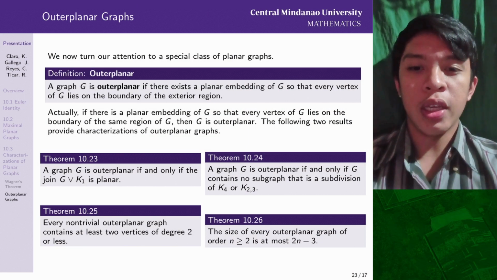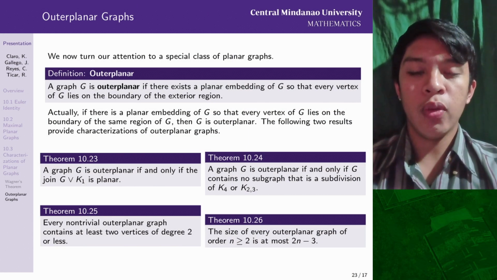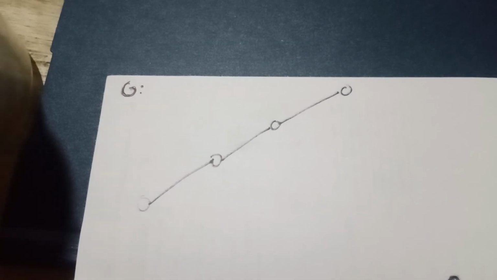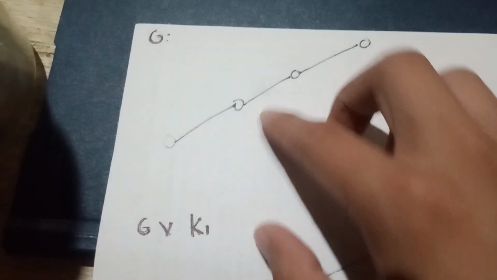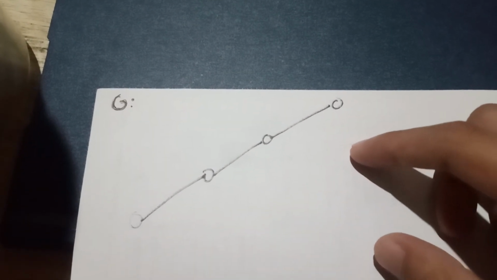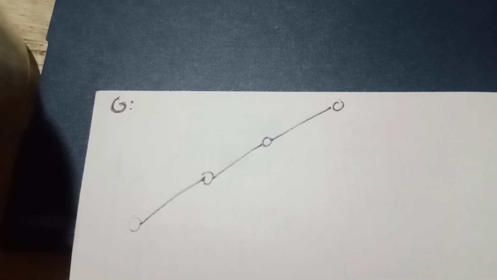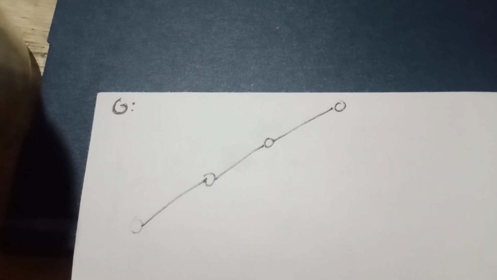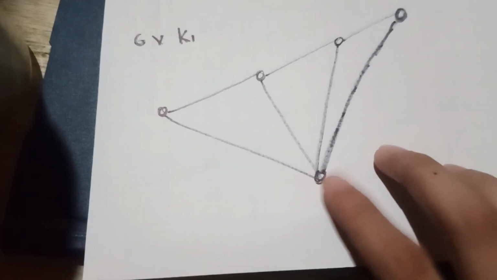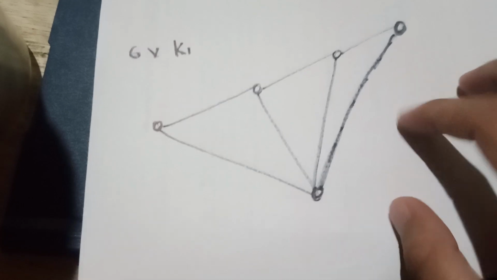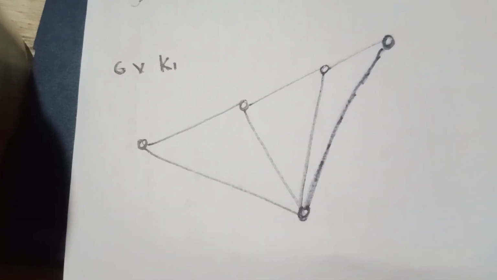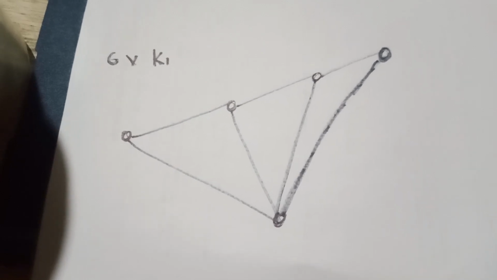Theorem 10.23. A graph G is outerplanar if and only if the join of G and K1 is planar. As an example for Theorem 10.23, let G be P4. We know what the P4 graph is. This one is outerplanar since all the vertices can be embedded on the outer face in the planar drawing. By adding a vertex, Q1, and connecting it to all the vertices of G, which is P4, the resulting graph is planar, satisfying the theorem. So that's the example of this theorem.